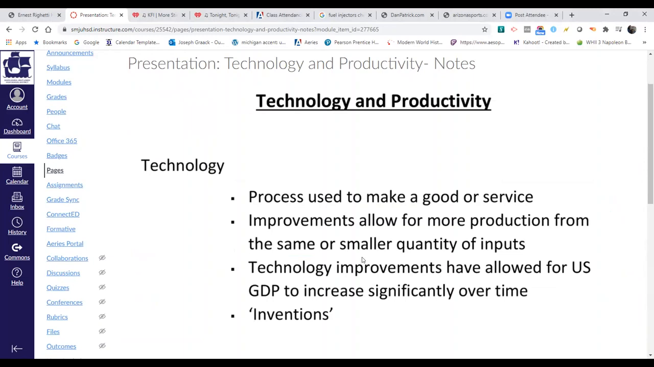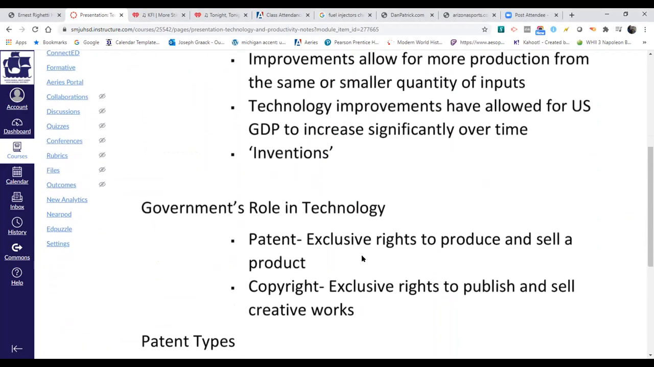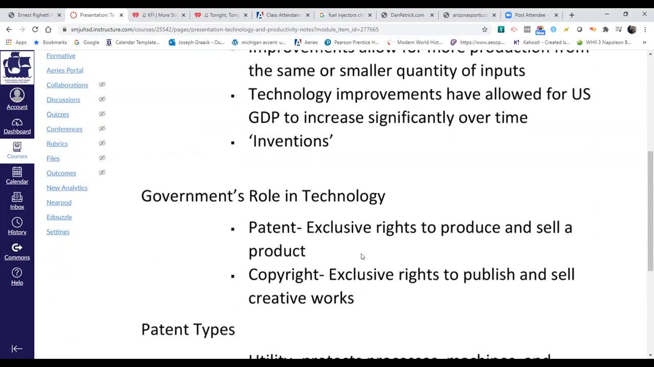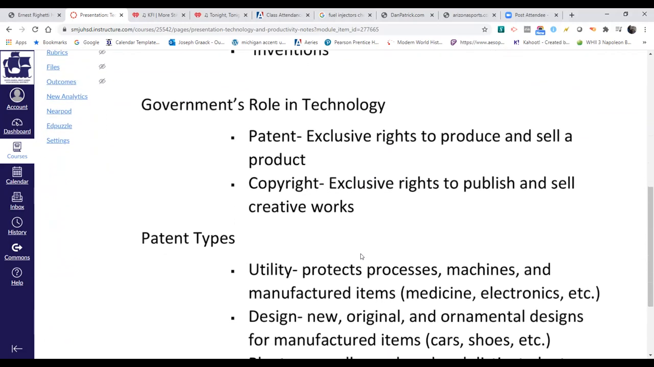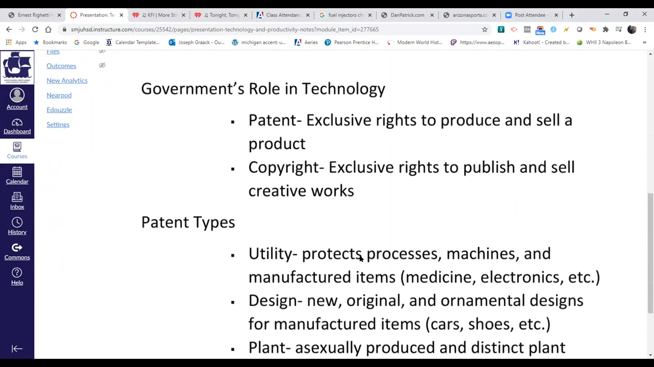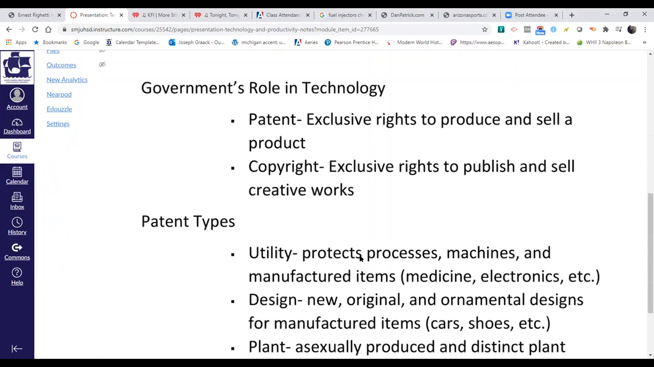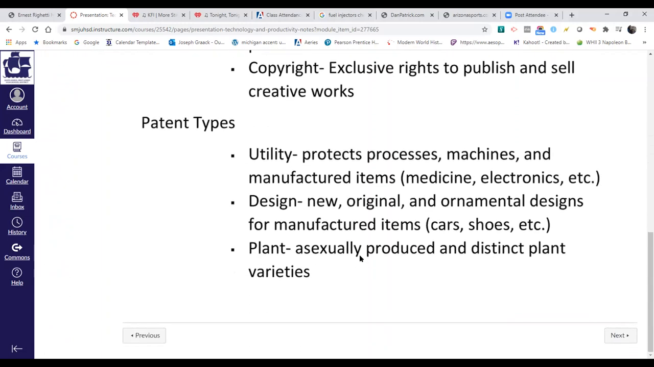Having those things unavailable depending upon who produced that. So we talked about how in Great Britain, their copyright protection is different than it is in the United States. So everything that we talked about is specific to the United States. So when you look at patents and copyrights, patents are exclusive rights to produce and sell a product. And we talked about utility patents, design patents, and plant patents. And so that gives the people that develop those things the exclusive right to benefit and profit from them for a specific amount of time.